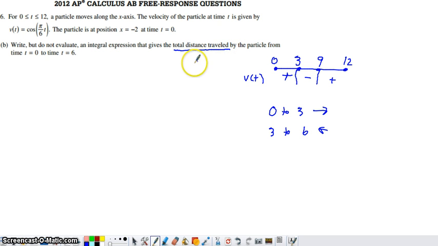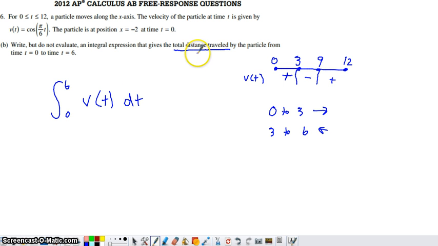We want total distance traveled here. We don't just want change in position. If we wanted change in position, all we would have to do is integrate the rate of change of position, which is velocity, from 0 to 6. The change in position is going to be found by letting the integral do all the work. Anything that's supposed to come back positive does come back positive. Anything that's supposed to come back negative does come back negative. And at the end of it, we have our total change in position from 0 to 6.